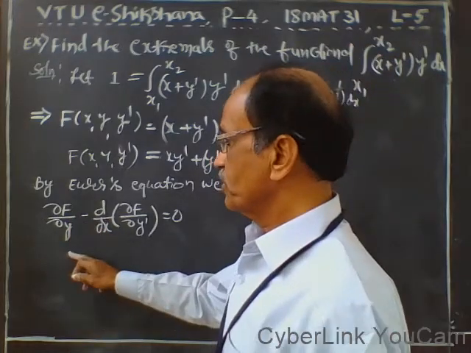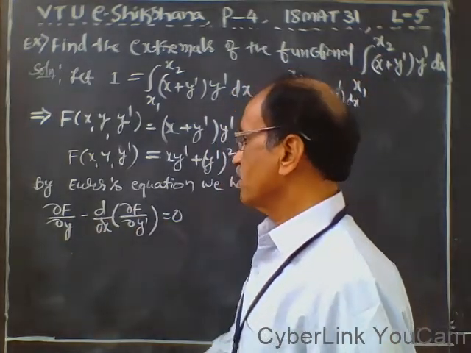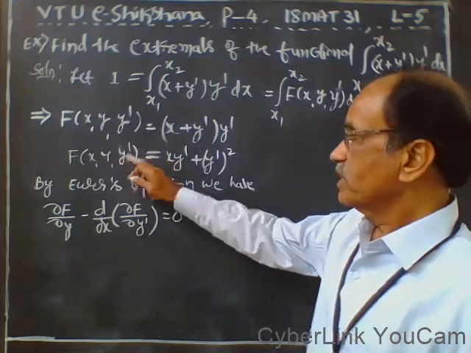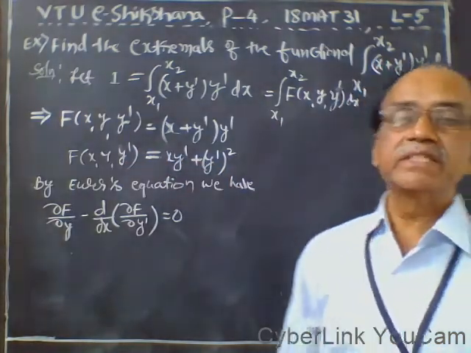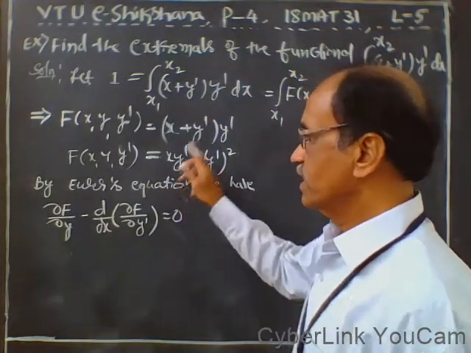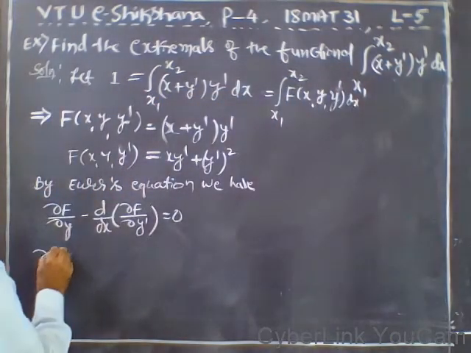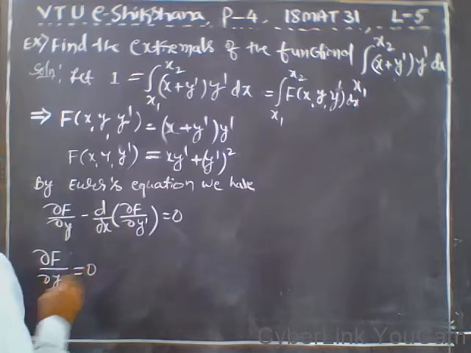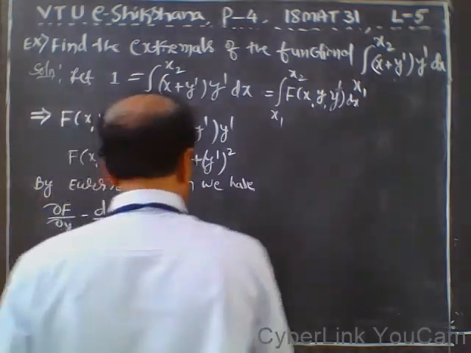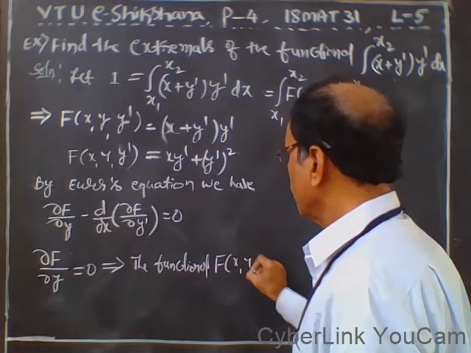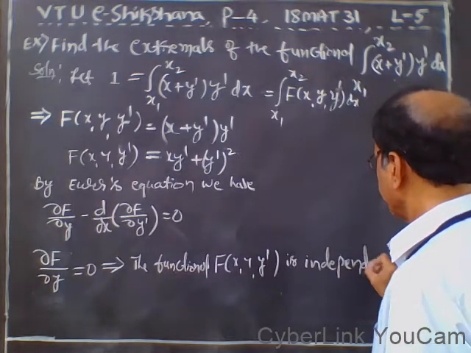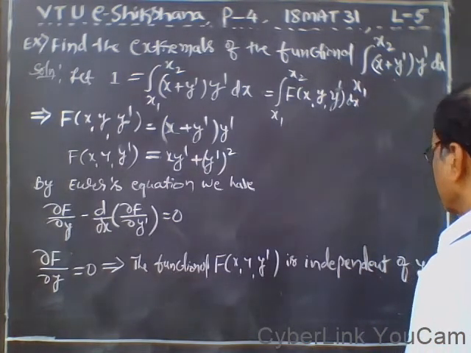But if this value comes to be 0, then del f by del y dash is equal to some constant. And from the comparison with the given function, that means the function that appears under the integral sign, we can easily make out it is independent of y, because no term of y is there. Okay, then del f by del y equal to 0 implies the functional f of x comma y comma y dash is independent of y.